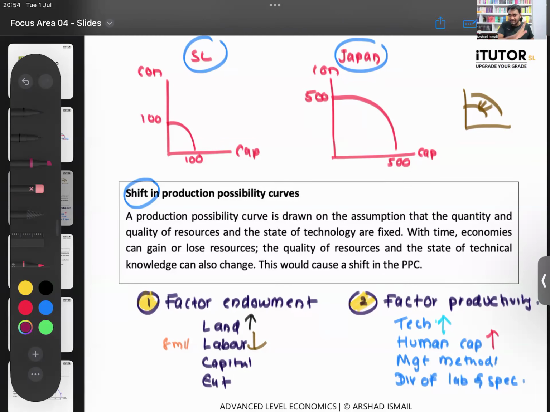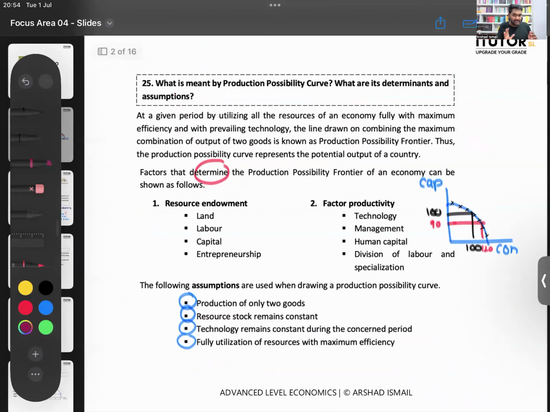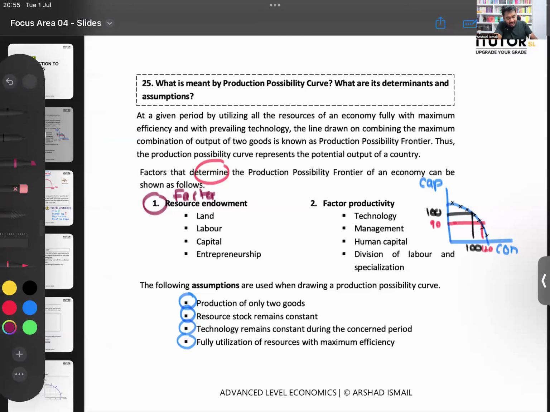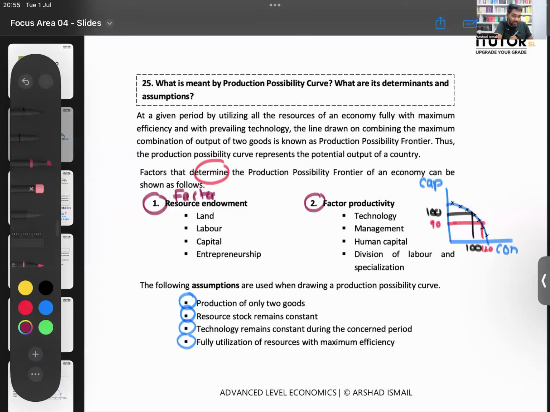Well, the PPC shifts. So that's the basic intro of a PPC. A PPC is a line showing the different combinations of the two goods that a country can produce. Then what determines the PPC? One is how much of factors you have. Your factors and resources, same thing. Factor endowment, or you can call it resource endowment. And the second one is your factor productivity. If these change, the PPC will shift. Otherwise, the PPC won't shift. Have that in mind.